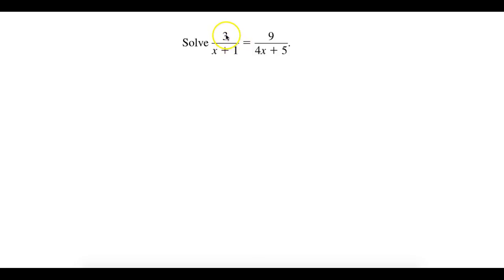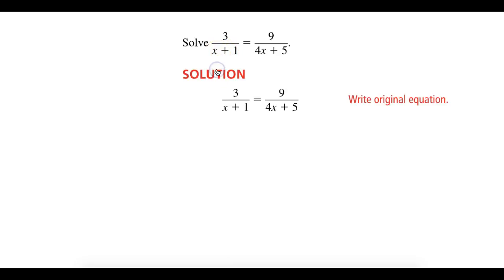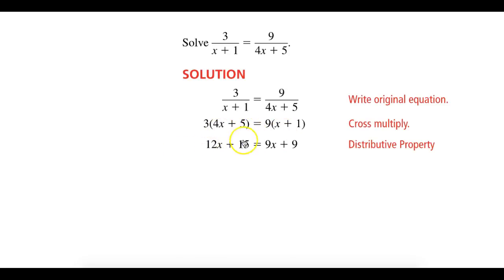So you're going to multiply this equation by 4x plus 5 and multiply this equation by x plus 1. And what that allows you to do is cancel out the denominator on the other side. So when you multiply the left-hand side by 4x plus 5, it cancels out the denominator here. Multiply the right-hand side by x plus 1, it cancels out the denominator there. Now you just have a simple equation with x on both sides. You go ahead and just distribute your coefficients. You end up with 12x plus 15 equals 9x plus 9.